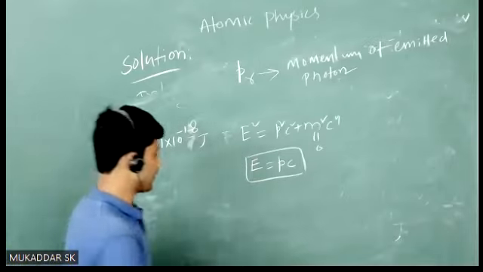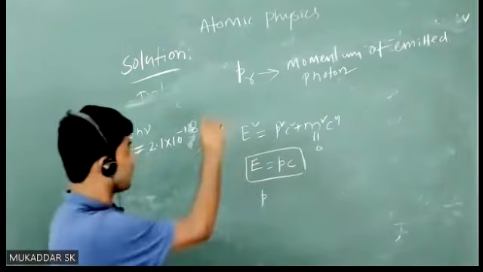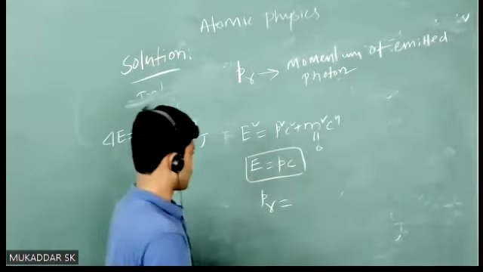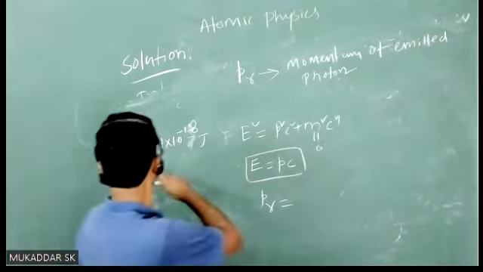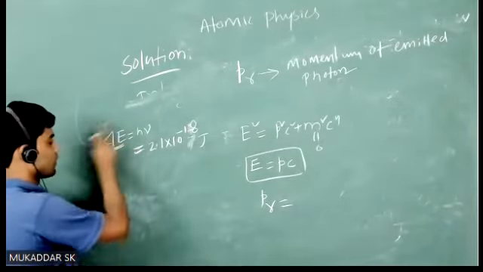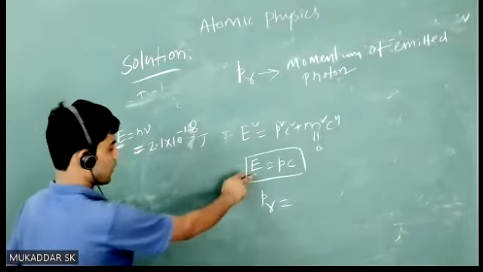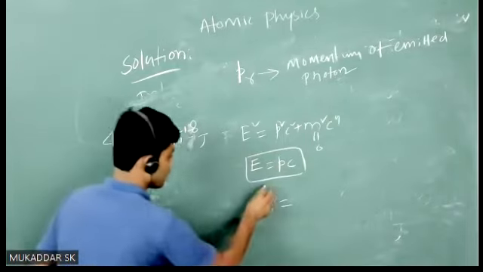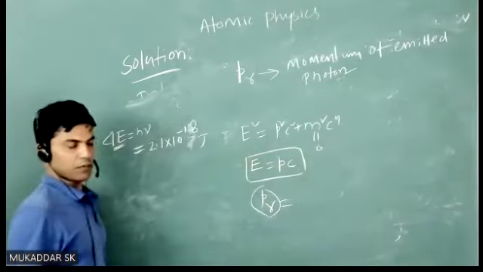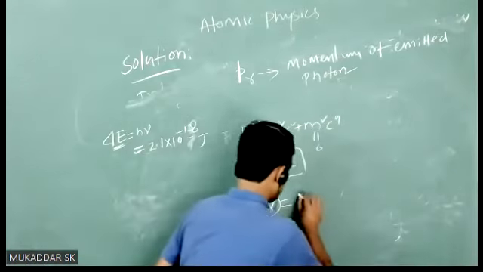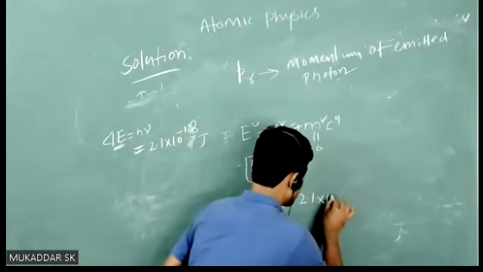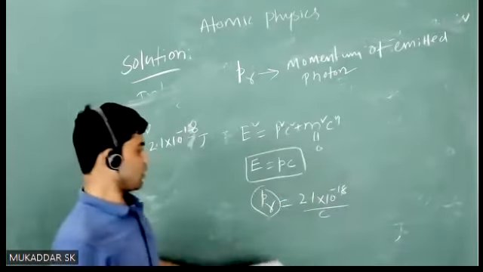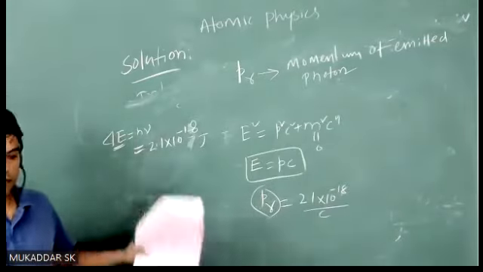Now can you calculate it? P equals how much? Or basically I have denoted it as P gamma. So P gamma will be nothing but this energy, E, which here is delta E. I have considered that as the energy. So for the energy you have to substitute this value and divide by C, and that will be the momentum of the emitted photon. So basically it will be 2.1 into 10 to the power minus 18 divided by C. That will be the momentum of that emitted photon.